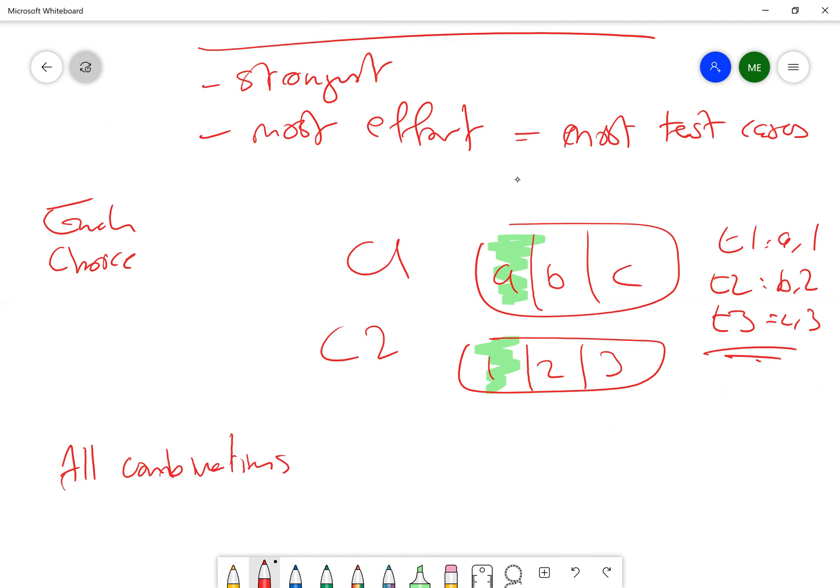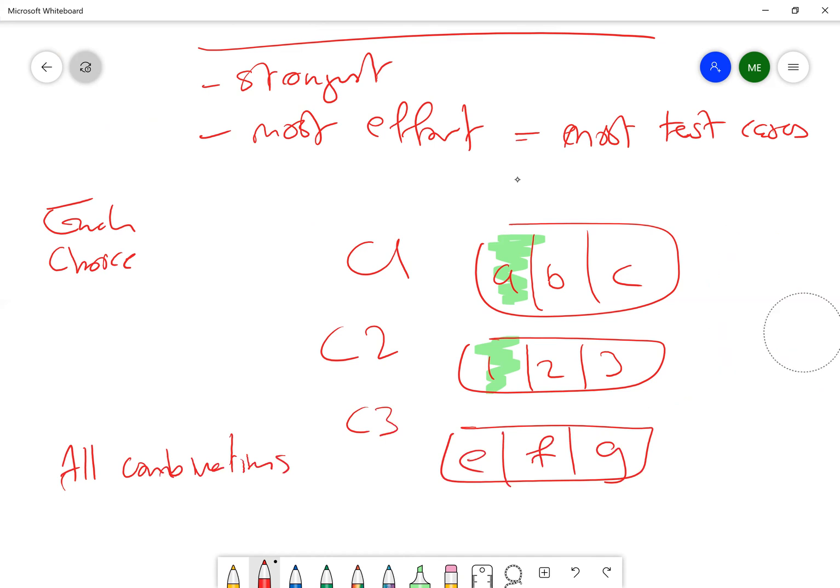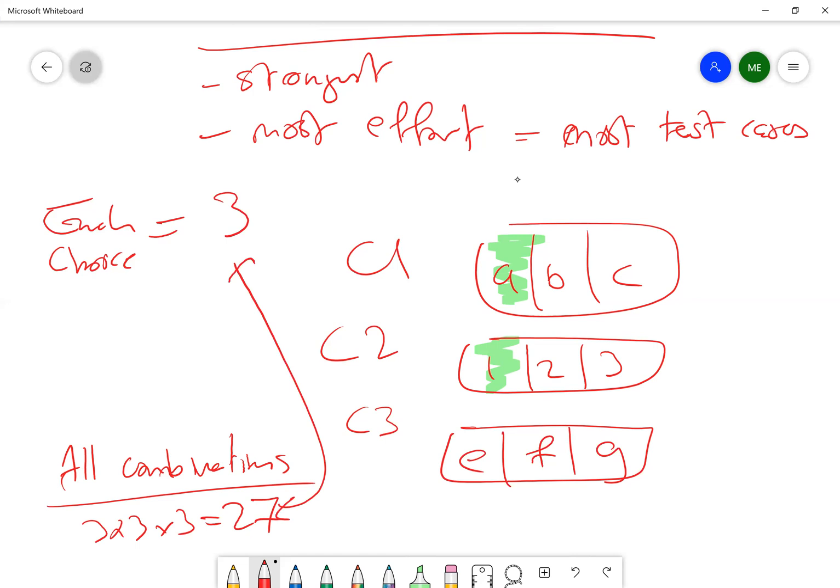Let's just say I added a different category here, and we'll call this E, F, and G. How many test cases would I have with each choice? Can somebody answer me? 3. Still 3. Okay, but with all combinations, it would be 3 multiplied by 3 multiplied by 3, which is 27. Okay. Now, obviously, there's a big gap between 3 and 27.